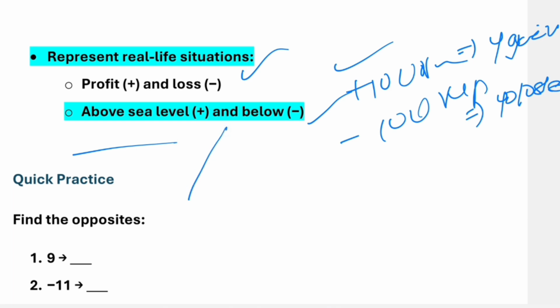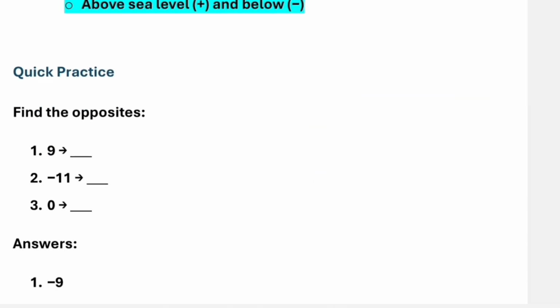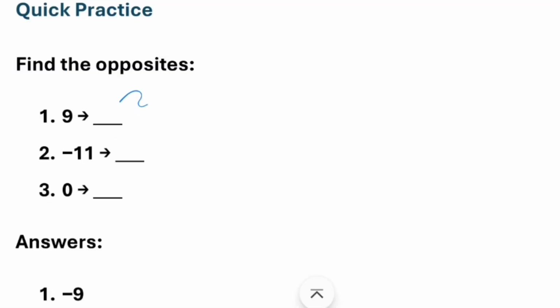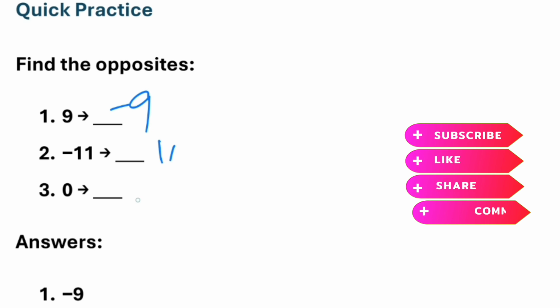Here I give you a quick practice about opposite numbers. First one is, find the opposite of the number 9, which is minus 9. The opposite of minus 11 is 11. The opposite of 0 is 0.